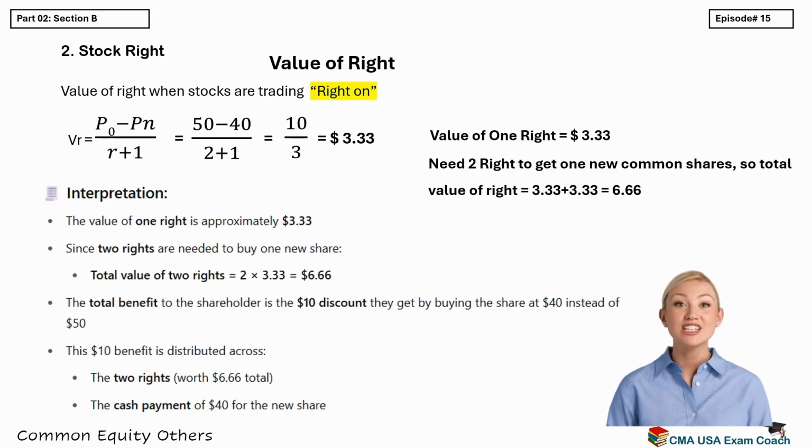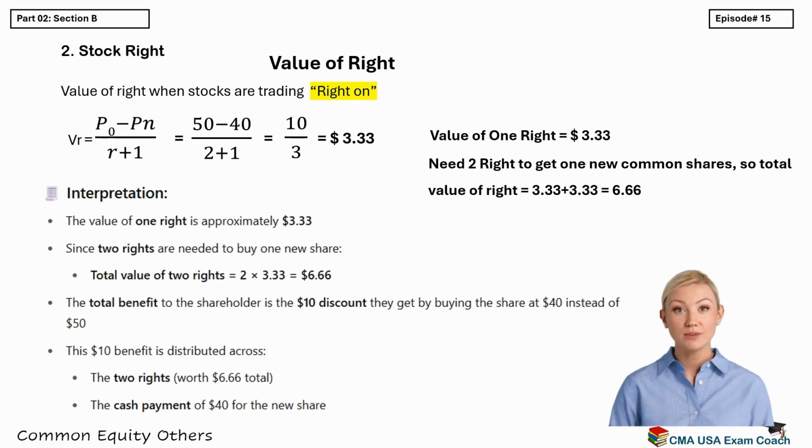This $10 benefit is shared among the 3 components involved: the 2 rights and the $40 of cash the shareholder is paying. So, when we calculate the value of 1 right using the formula, it is $3.33. That value tells us the worth of each right, assuming we need 2 rights plus $40 to get a share worth $50. Therefore, yes, to buy 1 new share, you'll need to give up 2 rights, which together are worth $6.66. This reflects the portion of the $10 discount that is attributed to the rights themselves. The remaining portion, $3.33, is the gain from the money paid, which is part of the deal too.